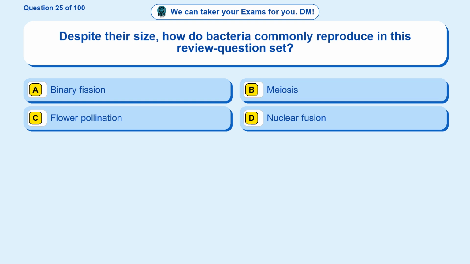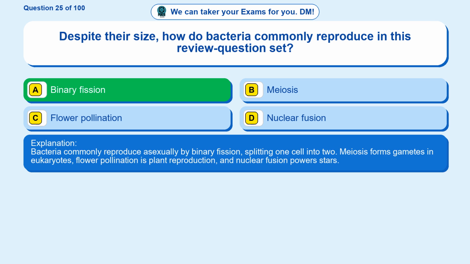Question 25. Despite their size, how do bacteria commonly reproduce in this review question set? Option A, binary fission. Option B, meiosis. Option C, flower pollination. Option D, nuclear fusion. The correct answer is option A, binary fission. Bacteria commonly reproduce asexually by binary fission, splitting one cell into 2. Meiosis forms gametes in eukaryotes, flower pollination is plant reproduction, and nuclear fusion powers stars.